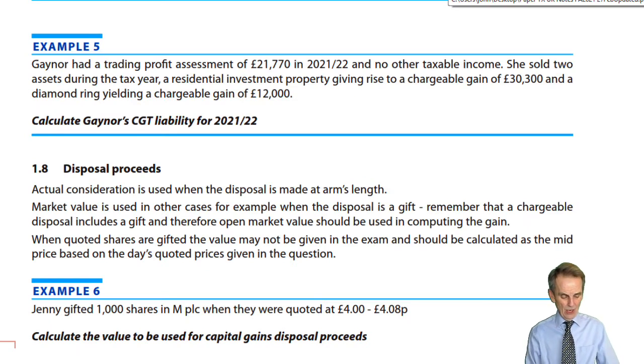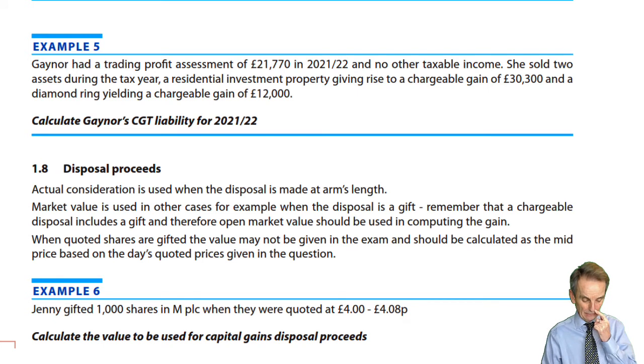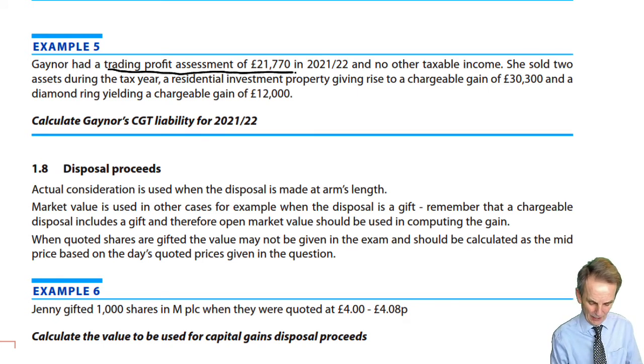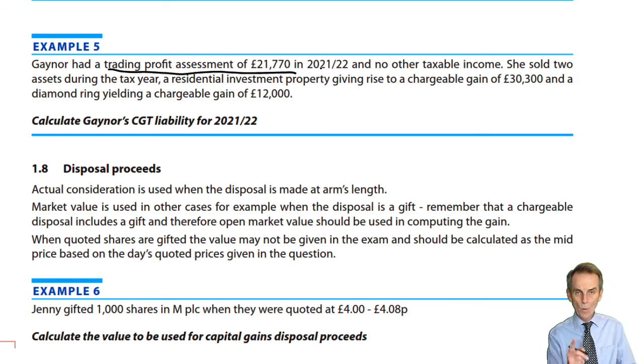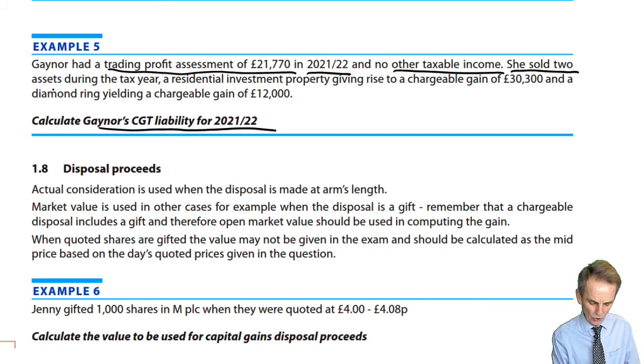Back to our notes and one further example here for you to have a go at now. Example 5. Gainer has a trading profit assessment of 21,770. Oops, what should I have done first? Looked at the requirement, the CGT liability. Again, of course, as all of these have been for the tax year for us 21-22. Trading profit assessment 21,770, no other taxable income. She sold 2 assets during the tax year.